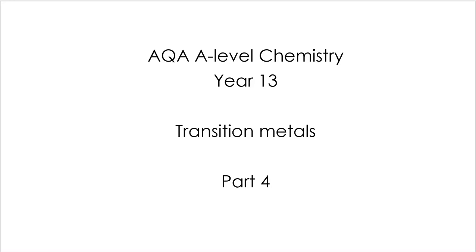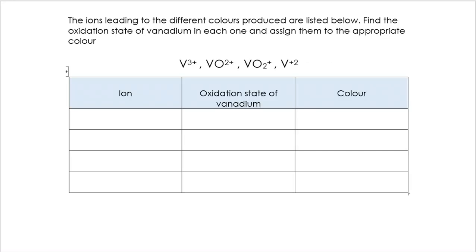So we're going to jump straight in with what you may have done, or may be about to do, as a practical. It's the reduction of ammonium metavanadate using zinc. This is the results table, and ultimately what you need to take away from this practical are the results. That is, what colours would you get and what ion is responsible for those colours. So we're going to look at filling in this table.